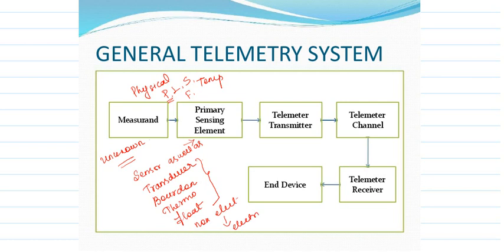Whatever data you get here, if I am using a thermocouple, I will get a voltage in millivolts. If I am using a Bourdon tube, I will get a signal in terms of displacement. So according to the input, the range of my primary sensing element will vary, and according to the range, I have to go for manipulation. After manipulating, I go for the transmitter.